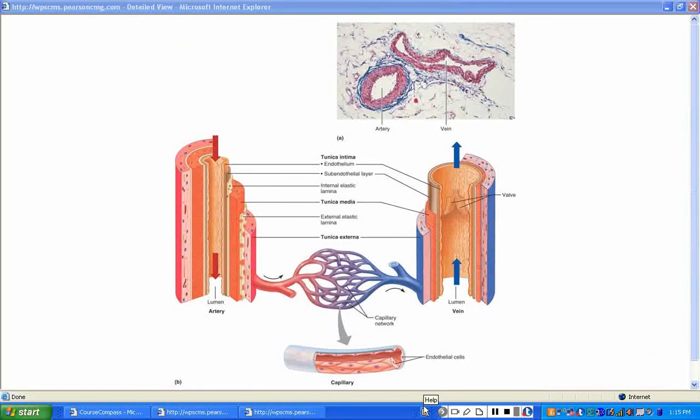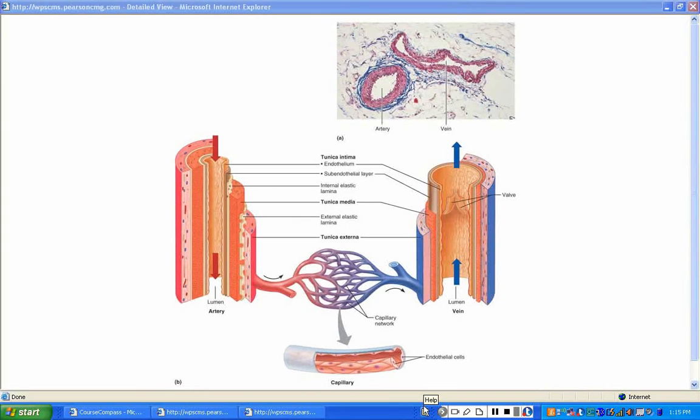Okay, so here's the picture we're going to start with. We're going to start by talking about blood vessels, and the main differences between the two primary types of blood vessels. What are the two primary types of blood vessels? Arteries and veins.